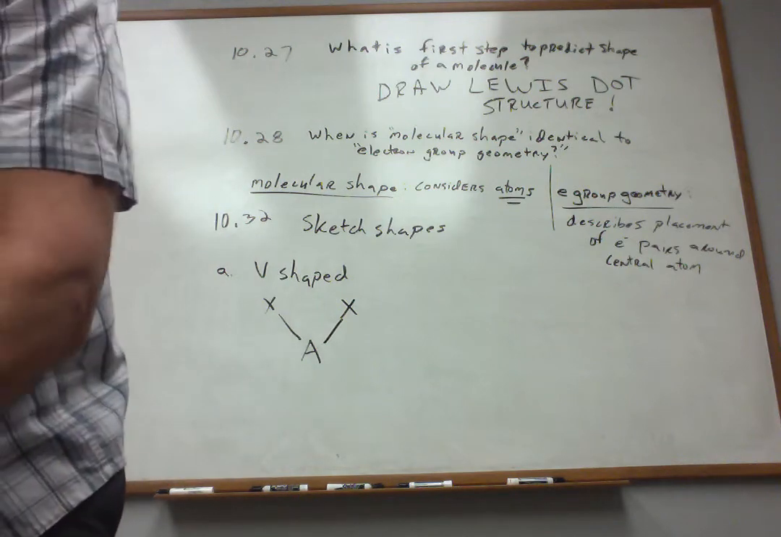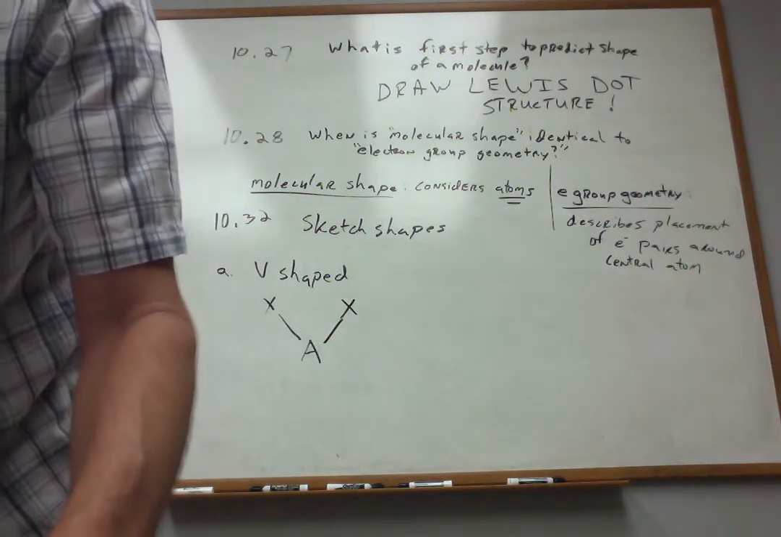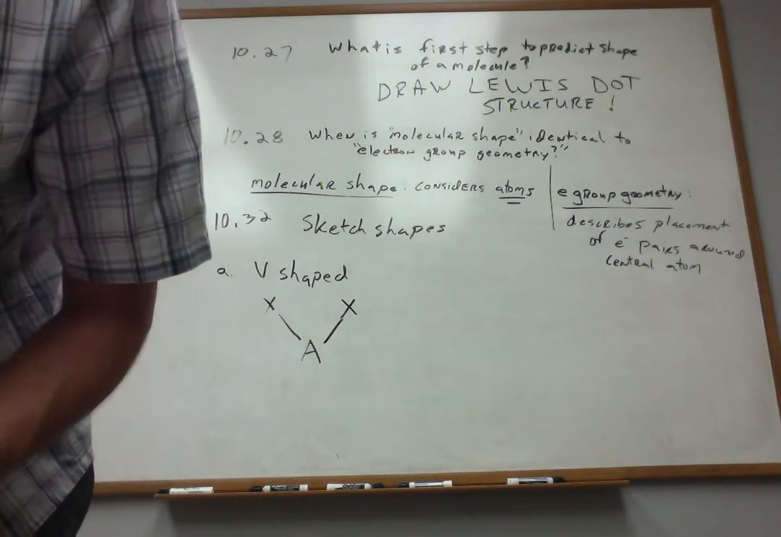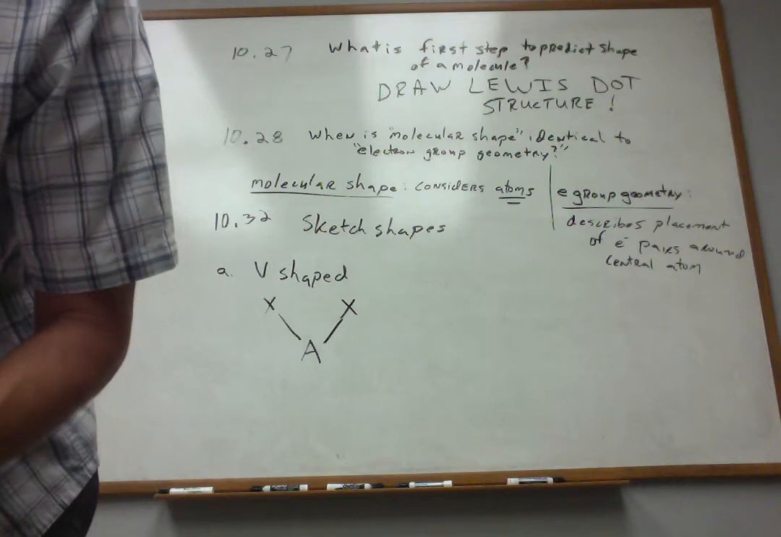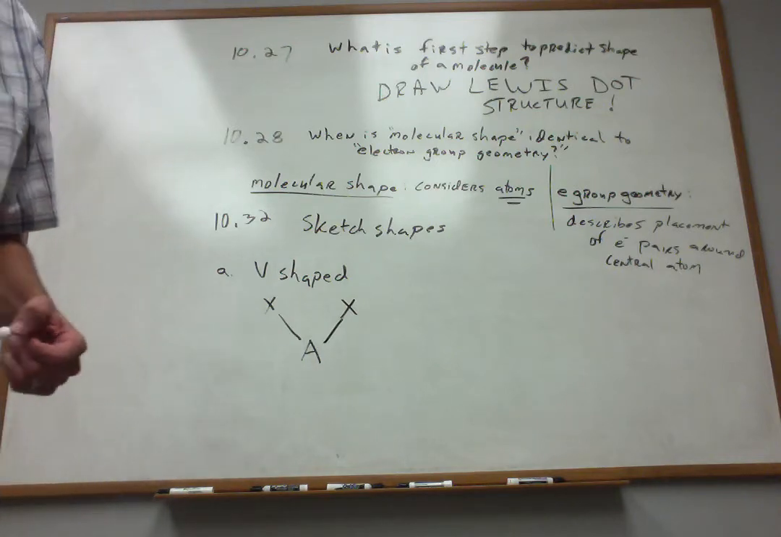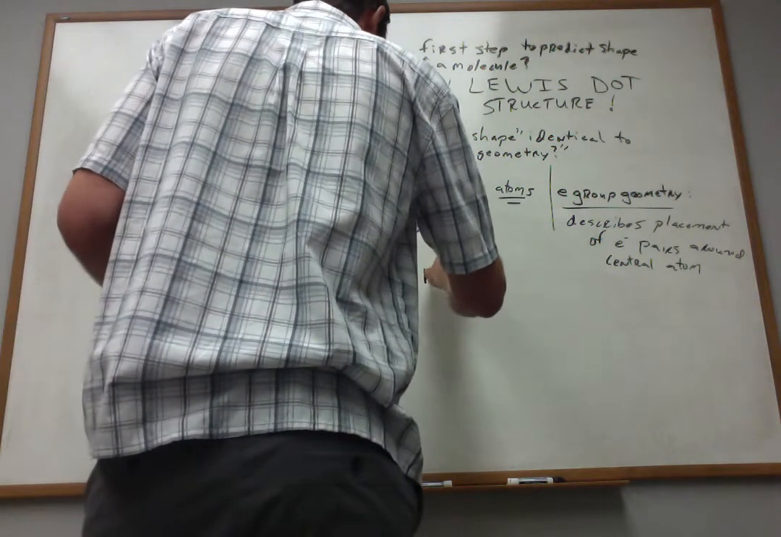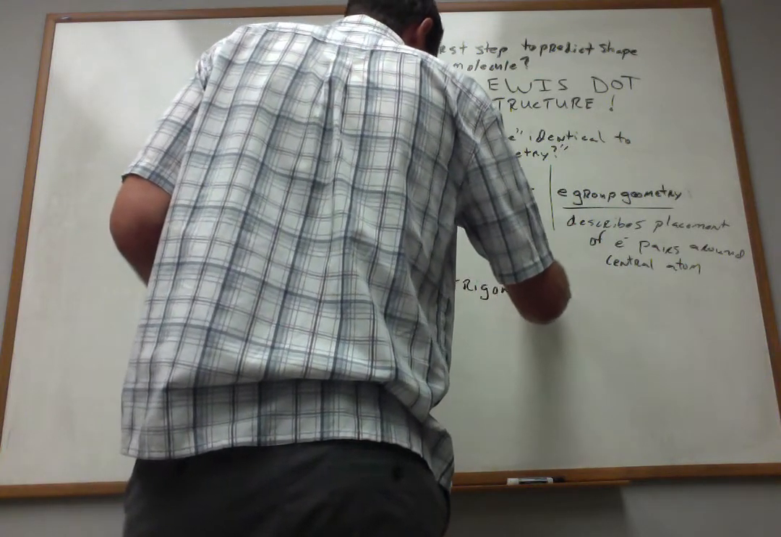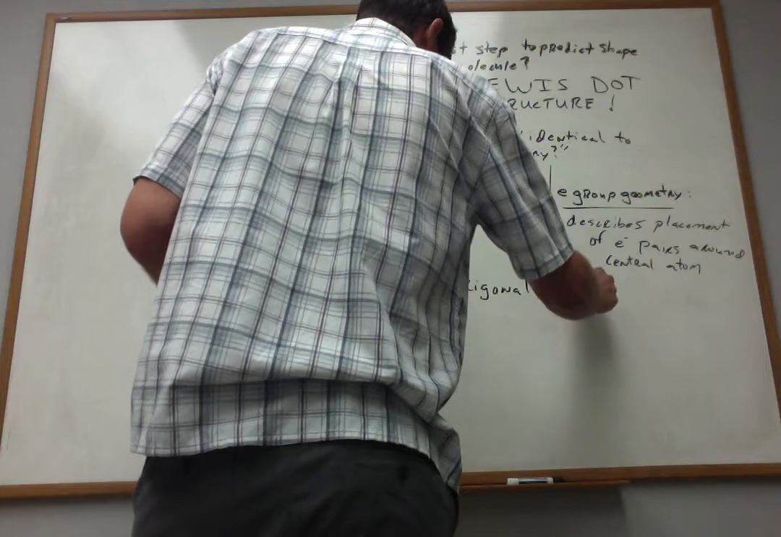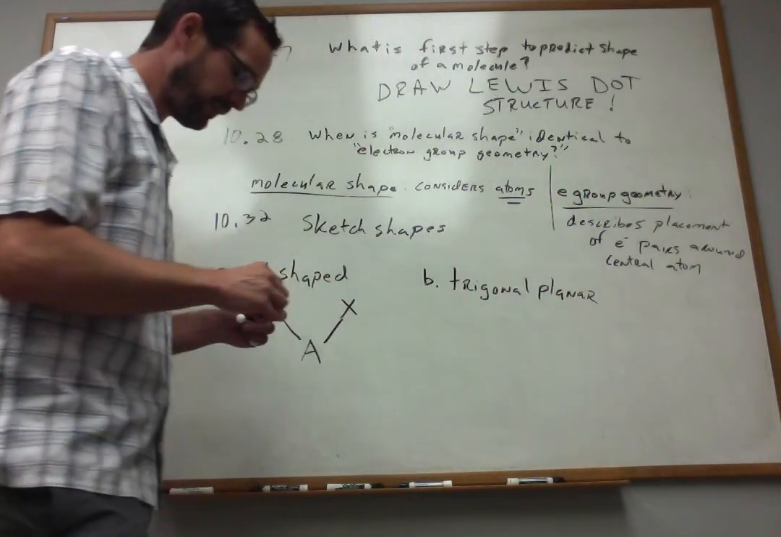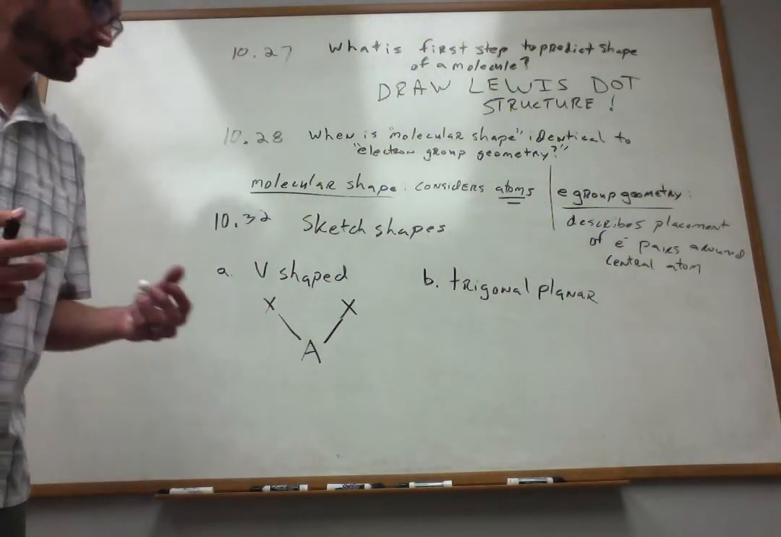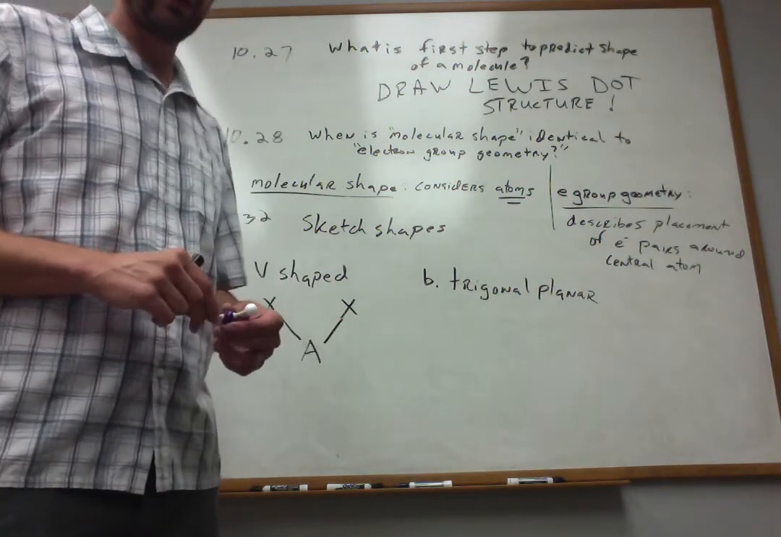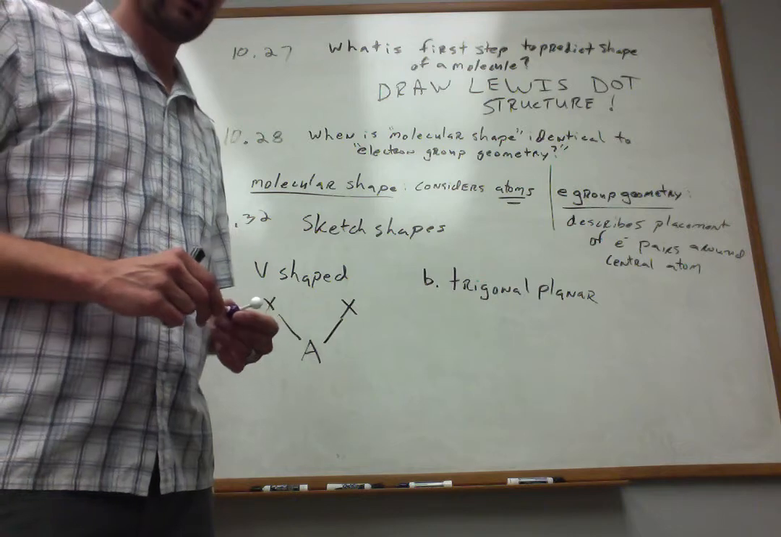Now, the second example here is what? Trigonal planar. Okay, so let me grab another ball and stick here. So B is trigonal planar. It's another geometry. Now, sometimes people are confused by vocabulary here. Trigonal planar, it sounds kind of complicated, right? What is that? Well, it's not really meant to be all that complicated.